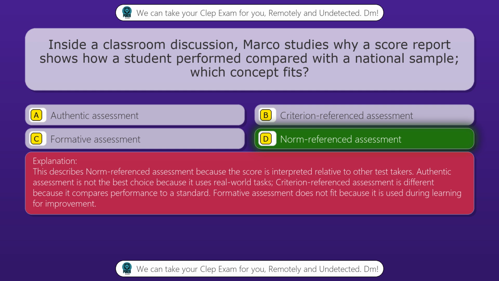This describes norm-referenced assessment, because the score is interpreted relative to other test takers. Authentic assessment is not the best choice because it uses real-world tasks. Criterion-referenced assessment is different because it compares performance to a standard. Formative assessment does not fit because it is used during learning for improvement.